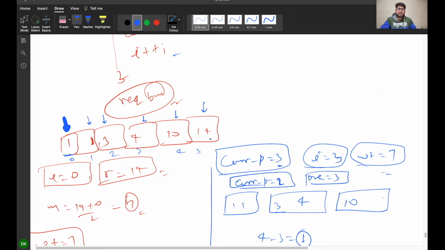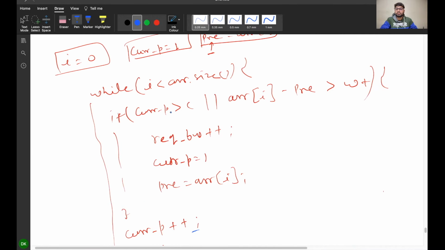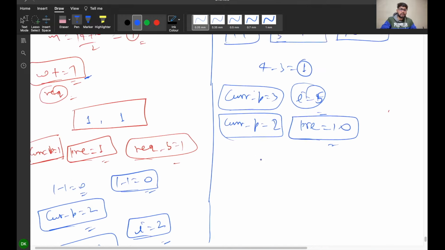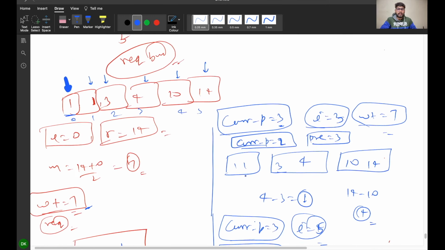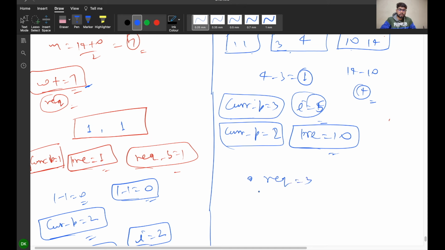Okay, now I am at my last index and check the current person 2 is not greater than 2, so this is not satisfied. So again check ARRI minus PRE. So what is my ARRI? 14. And what is my PRE? That is the previous person. 14 minus 10 is 4, and 4 is less than 7, so this is again satisfied. So I am able to place this person into this last bus. Okay, so after exiting this loop I just have to determine the required number of buses, that is 1, 2, 3. Okay, so my required buses is 3 and my overall buses is again 3.